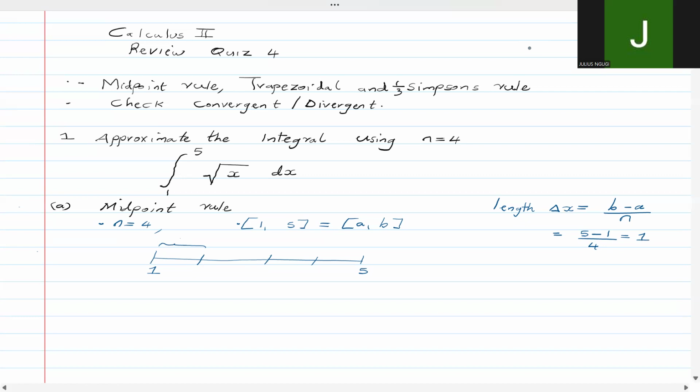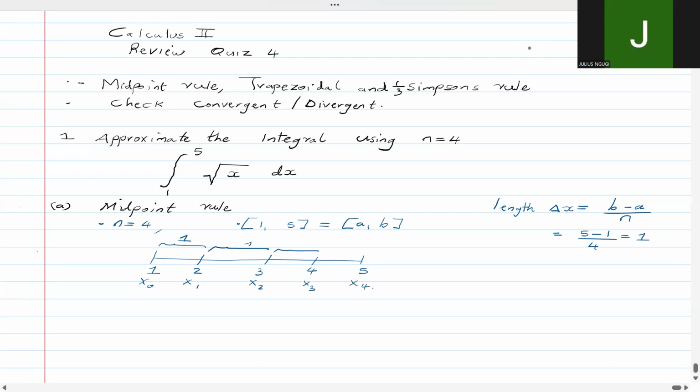So here we have a spacing of 1, so we move to 2. Another spacing of 1, we move to 3. Another spacing of 1, we move to 4, and then 5. So this is 1, 2, 3, 4, 5. Let me give them the general notation. I call this one x0, this one x1, x2, x3, and that one should be x4.